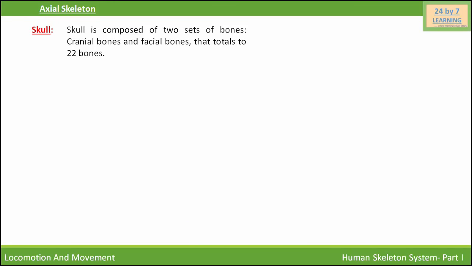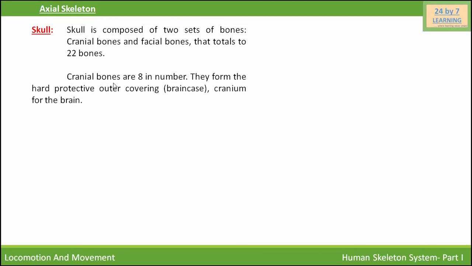The skeleton of the head is called the skull. Skull is composed of two sets of bones, cranial bones and facial bones. Skull comprises a total of 22 bones. Cranial bones are 8 in number. They form the hard protective outer covering for the brain that is called cranium. Cranium is also called the brain case.